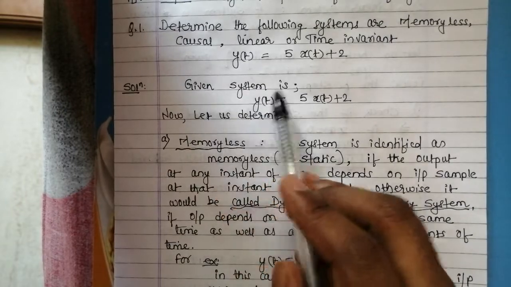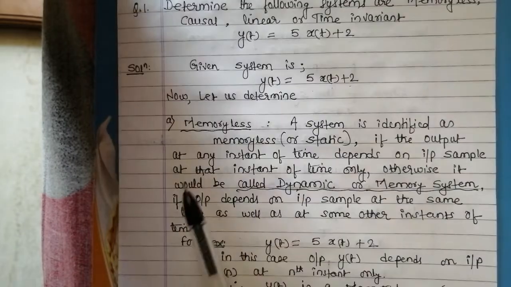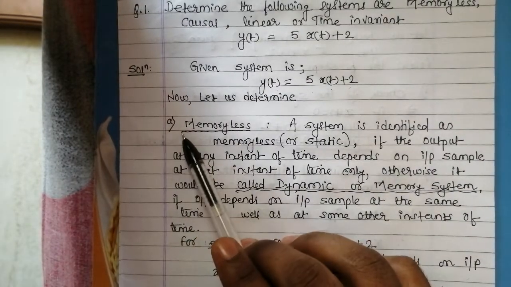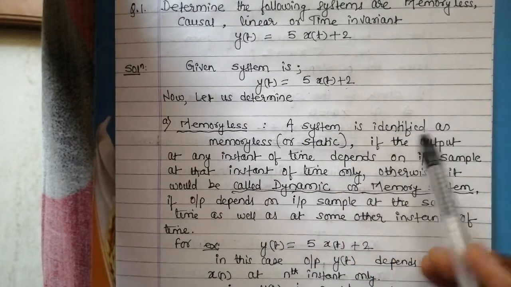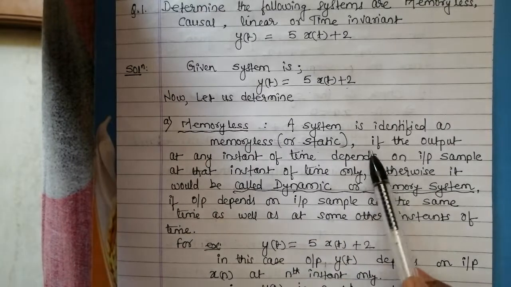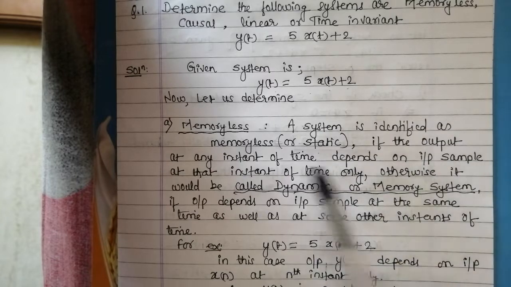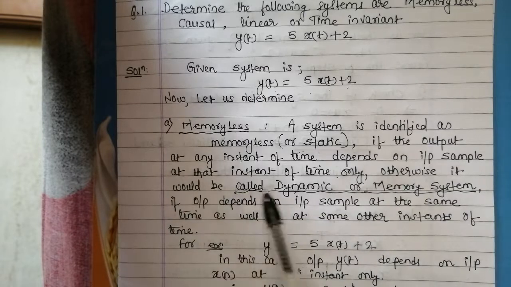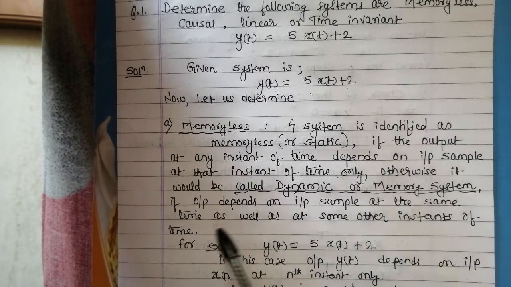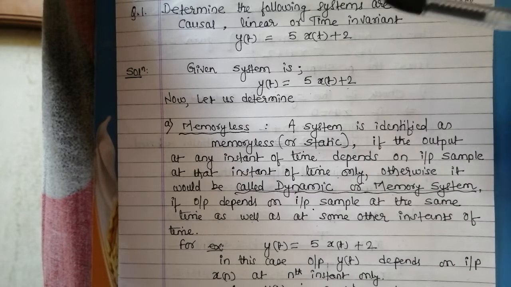As you can see here, the given system is y of t equals 5x of t plus 2. Let us determine. The first system classification is memoryless. A system is identified as memoryless or static if the output at any instant of time depends on the input sample at that instant of time only. Otherwise, it would be called a dynamic or memory system if the output depends on the input sample as well as at some other instant of time. So what does it mean?